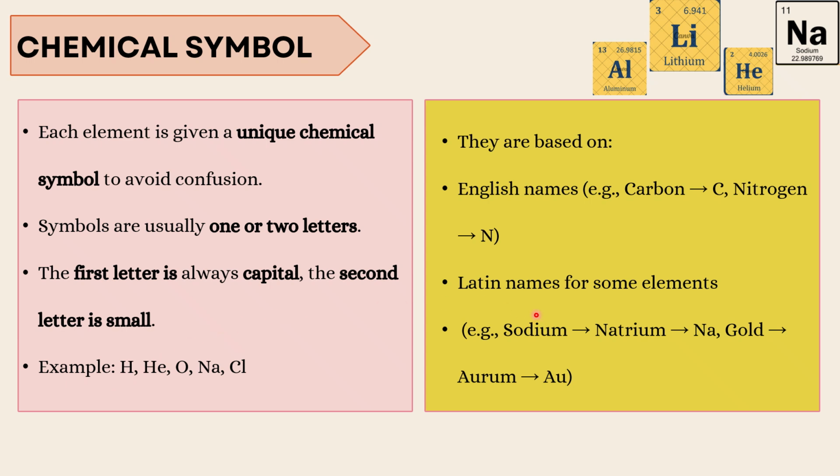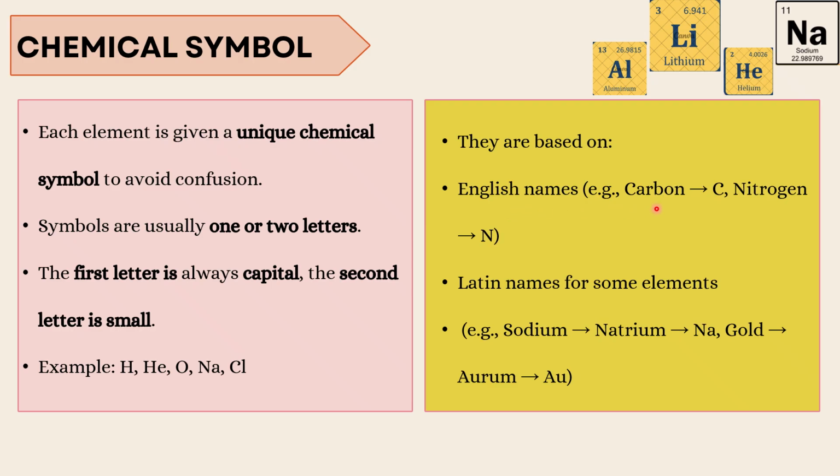Now let us understand how they actually took out these names. The names are taken from two languages. The first is the English names and the second is the Latin names. So some of the elements' symbols are taken from the Latin names, and some are taken from the English names of those elements.